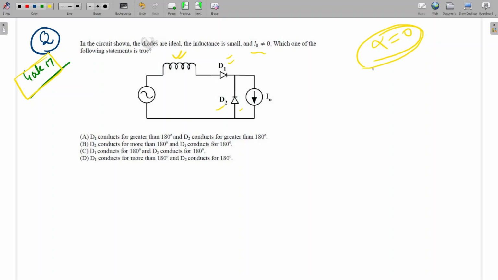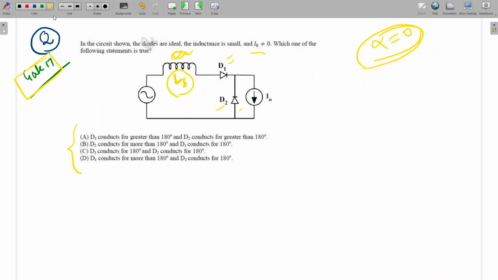That means D1 equals pi, 180 degrees. Which is the correct option out of 4? D1 conducts for 180 degrees, sir. 180 degree or greater than 180 degree. Here overlapping is also happening. See, source inductance LS is there. So D1 conduction is greater than 180 and D2 conduction is 180 degrees.